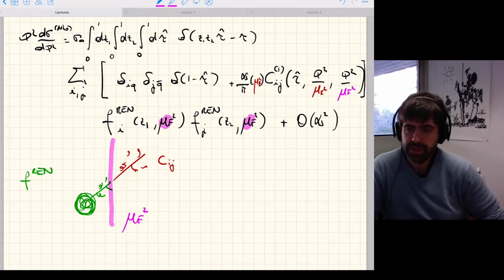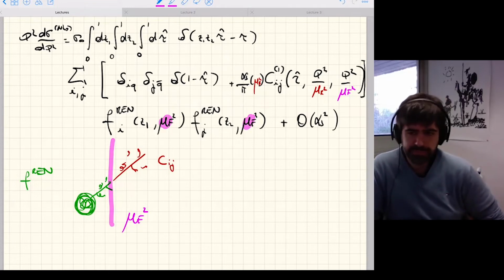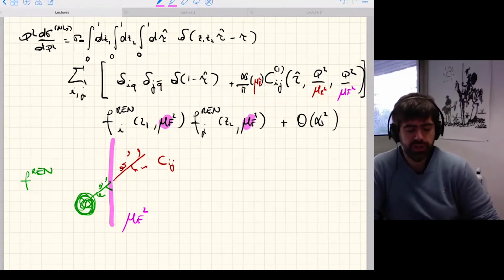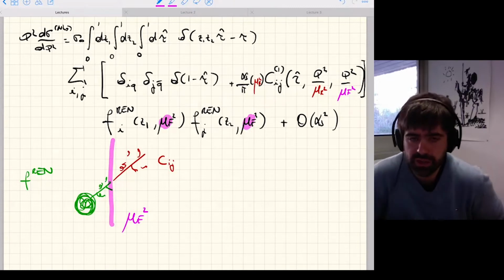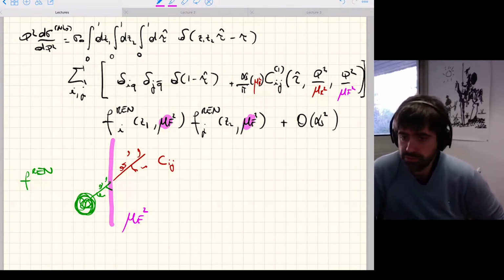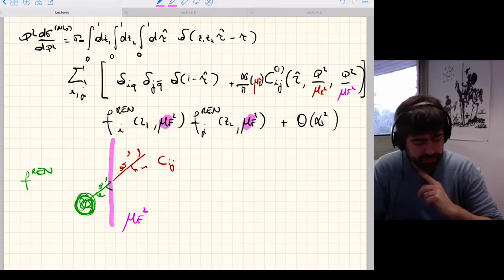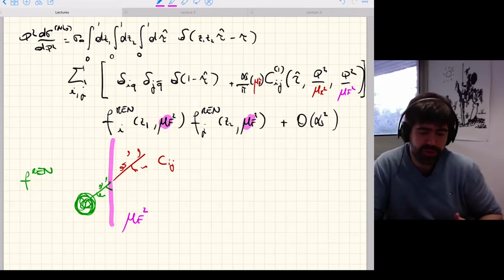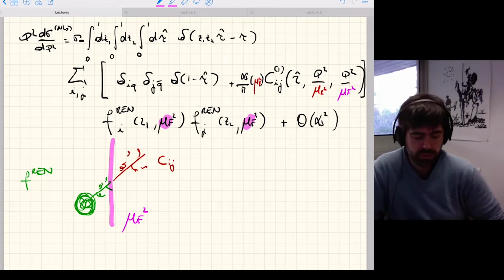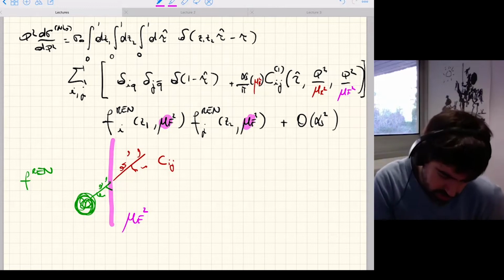Okay, so that's my physical interpretation of that. You can ask, am I forced to pick mu f to be a particular value, to be in some sort of range? Well, not necessarily, and we'll come back to this in a second. The other thing that you can ask is, is this way of separating things universal? And the answer is no, in the following sense.